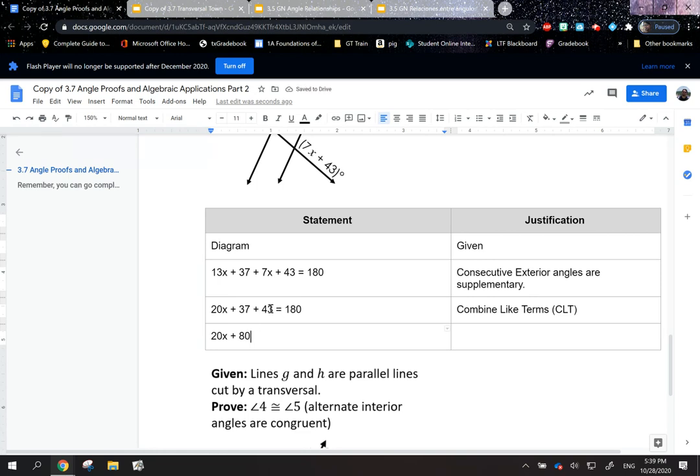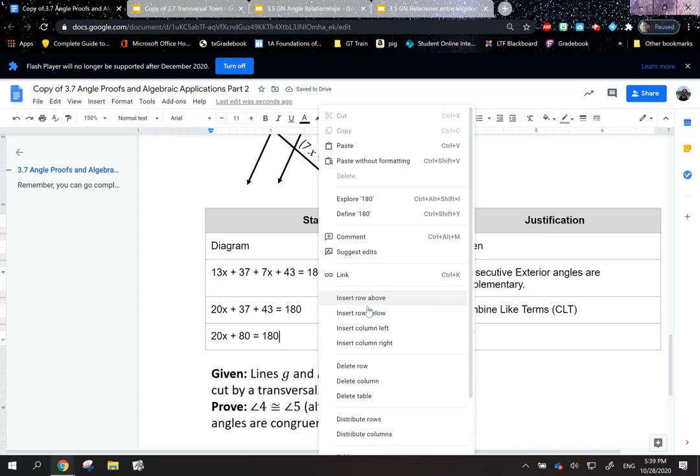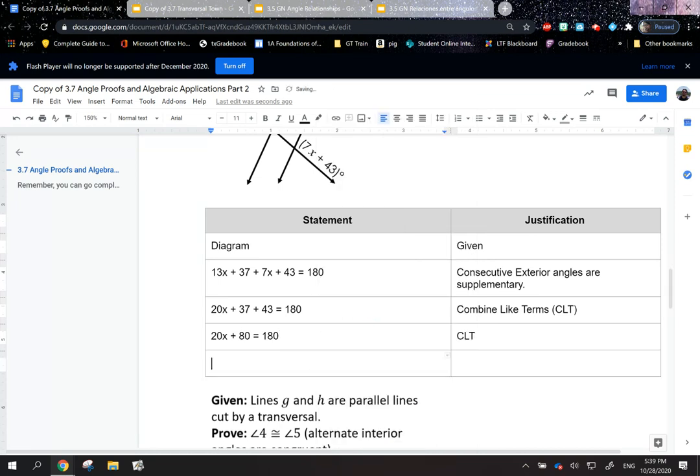I'm just going to double check my math. Yep, 80 degrees. And then equals 180. And again, I combined like terms, right? That's all I did here. So combine like terms. Continuing on, now our equation looks a little more familiar, right? So it gets a little bit easier after this point.